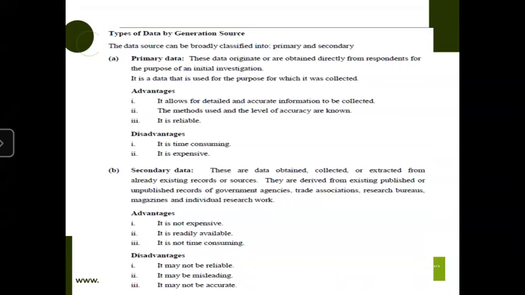And the advantages of secondary data is that it is very cheap, it is readily available, and it is not time-consuming. But the disadvantage is that it is not reliable. You can't rely on secondary data. It might mislead you. If you check the majority of people on LinkedIn, what they didn't achieve, they will tell you they achieved it. Invite them and meet them directly.